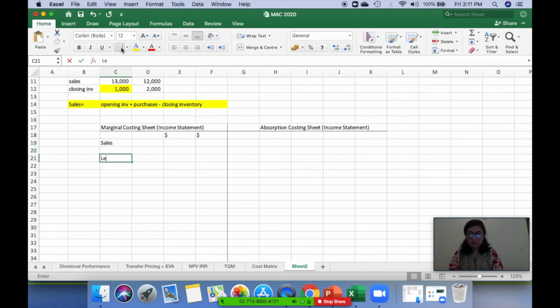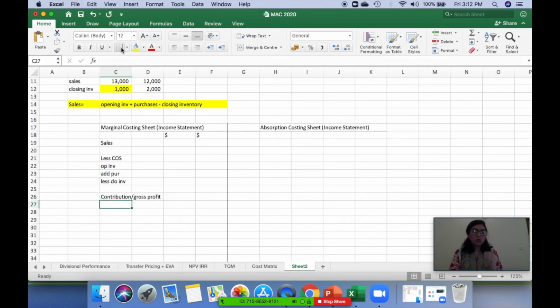Then we have less cost of sales, which gives you opening inventory, and we add purchases less closing inventory. I'm using abbreviations. We can use that in management and cost accounting. Every cost accountant is familiar with the abbreviations, so you can use them as well. Then we have, I'm going to say, contribution slash gross profit here.